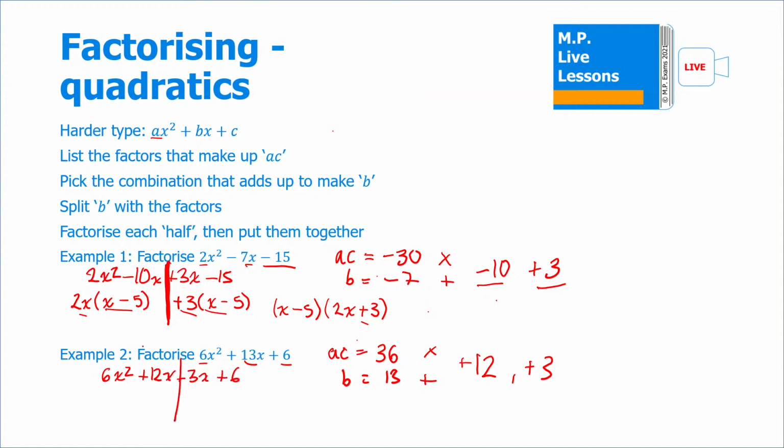So we split down the middle again and we factorize each half. Nicely again, the two brackets are the same on each half, so that becomes one of the brackets. And we combine the other two terms outside the brackets to get the next one.